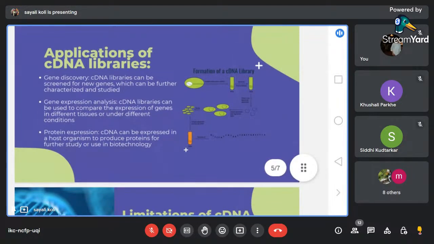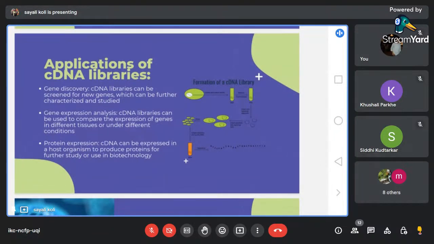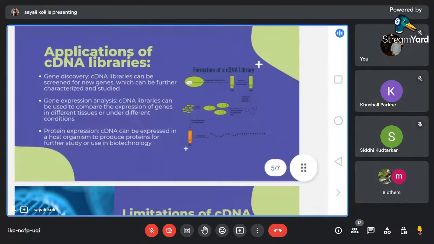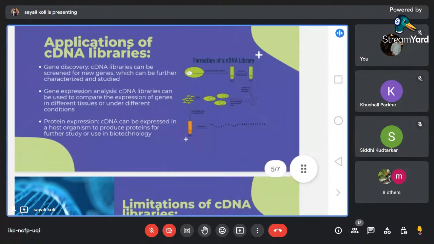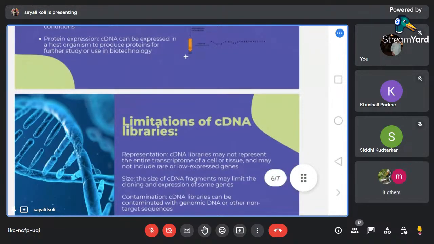सो एप्लीकेशंस ऑफ cDNA लाइब्रेरीज, जीन डिस्कवरी में यूज होता है, जीन एक्सप्रेशन एनालिसिस में यूज होता है और प्रोटीन एक्सप्रेशन में यूज होता है. तो cDNA libraries can be screened for new genes which can be further characterized and studied. cDNA libraries can be used to compare the expression of genes in different tissues or under different conditions. Protein expression, cDNA can be expressed in a host organism to produce proteins for further study or use in biotechnology.